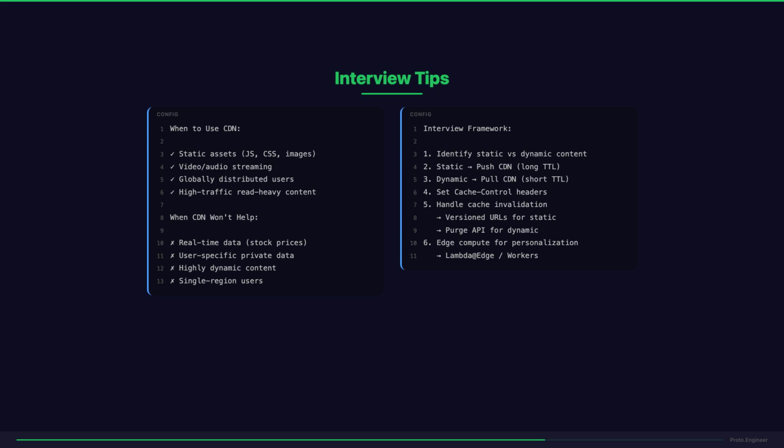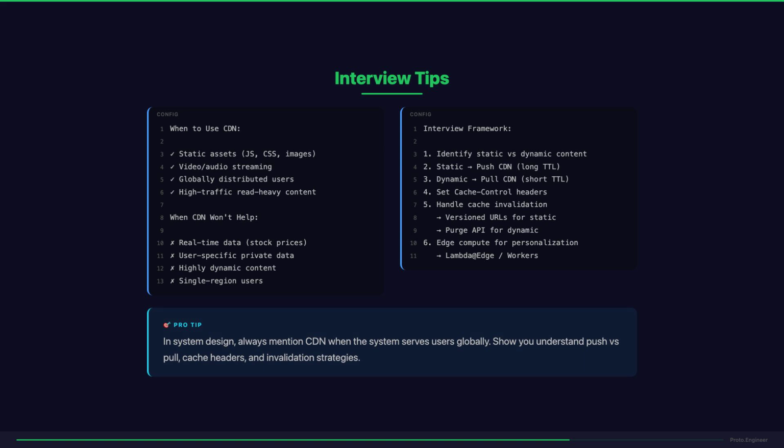The interview framework is 5 steps. First, identify static versus dynamic content. Second, static content goes to a push CDN with long TTLs. Third, dynamic content goes to a pull CDN with short TTLs. Fourth, set the right cache control headers. Fifth, plan your cache invalidation strategy. Use versioned URLs for static assets and purge APIs for dynamic content. The pro tip is to always mention a CDN when the system serves users globally. It shows you understand how to reduce latency at scale.